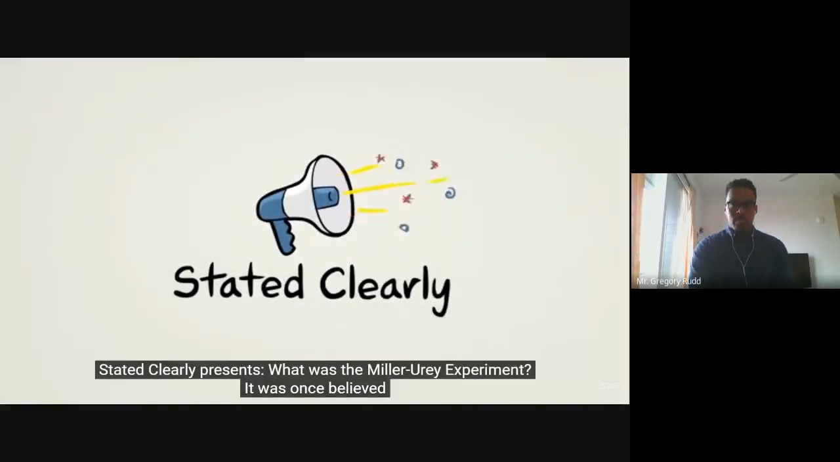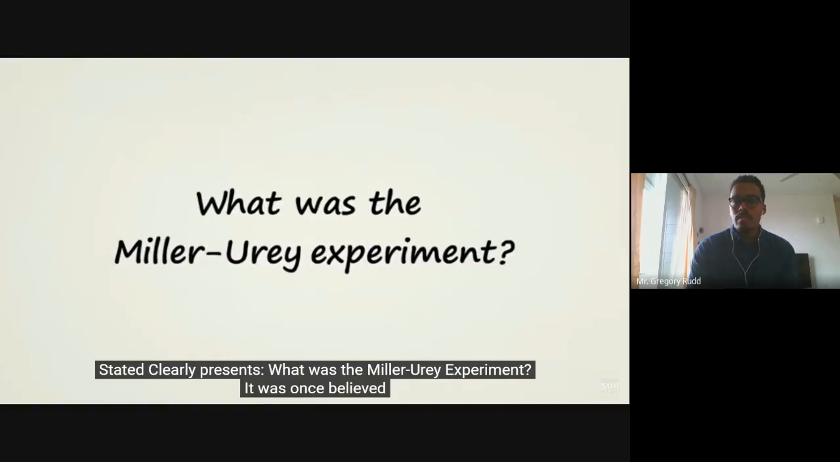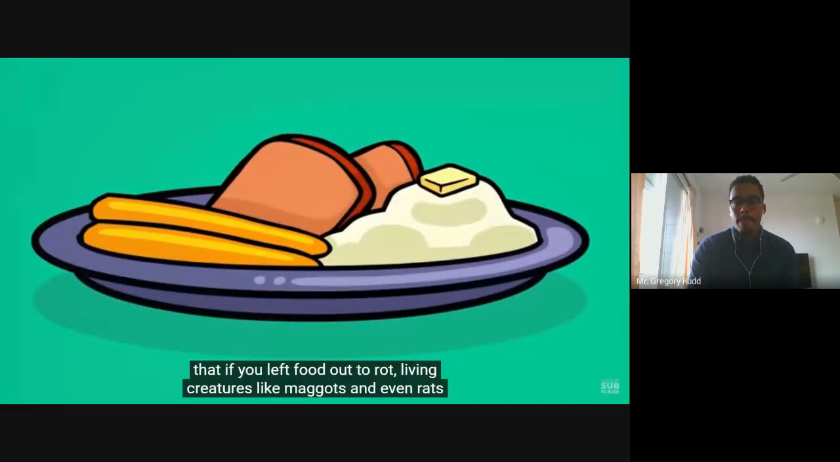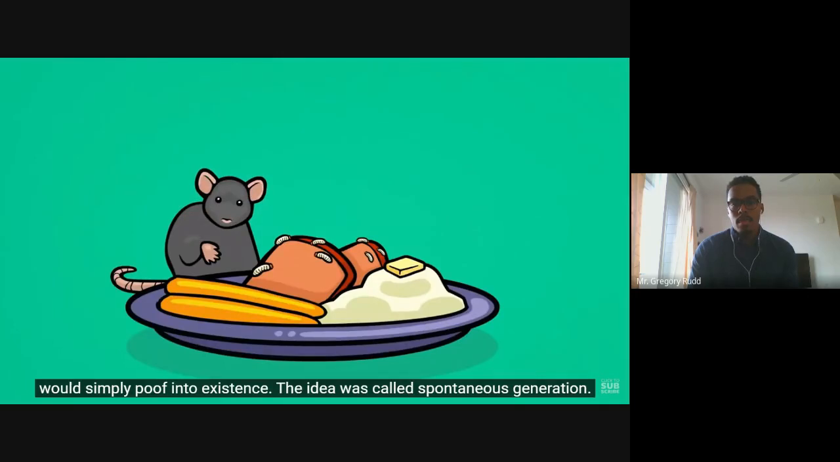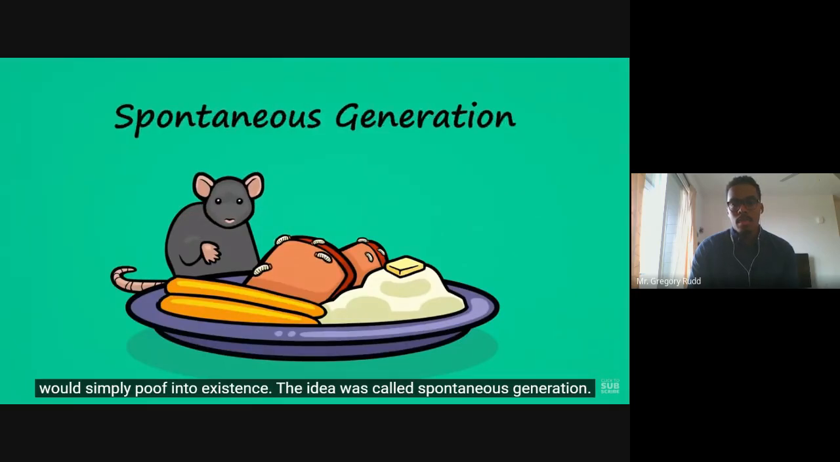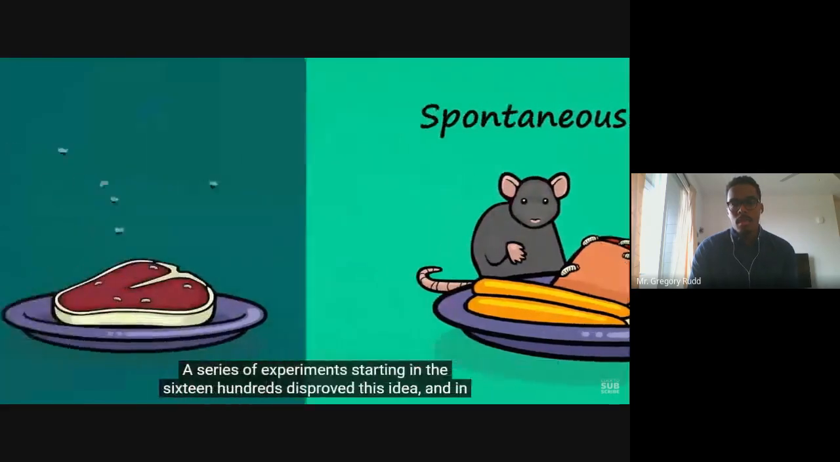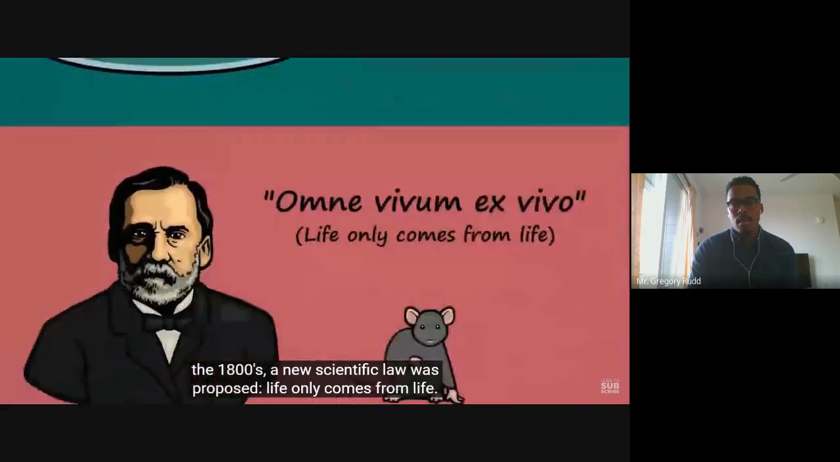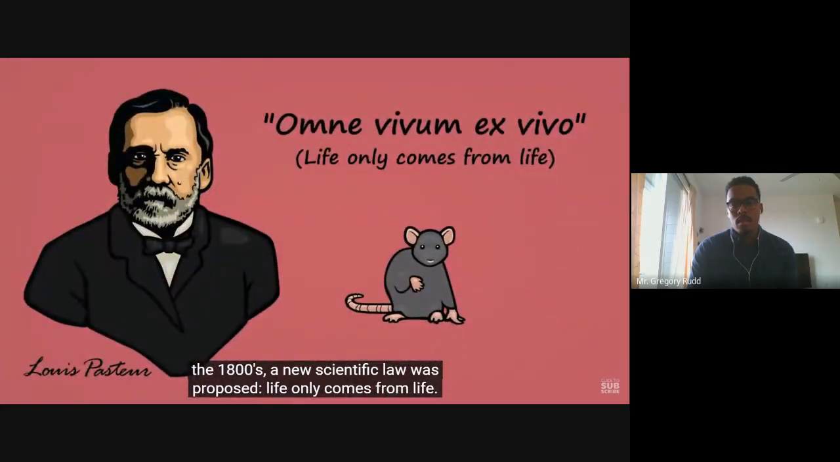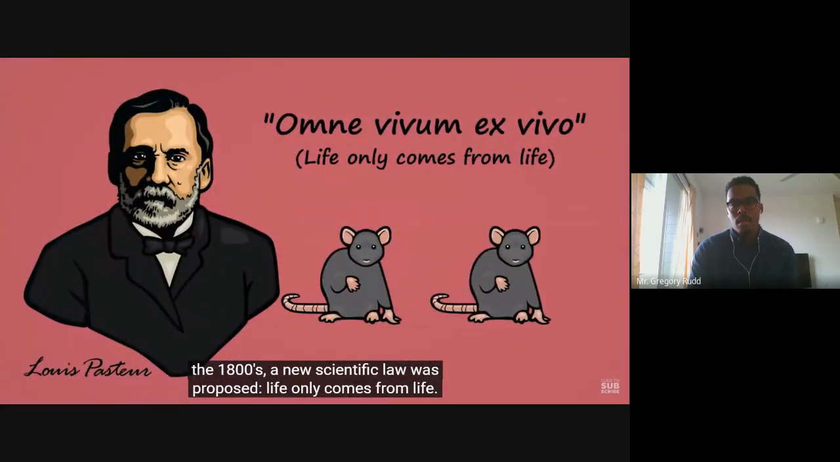Stated Clearly presents, what was the Miller-Urey experiment? It was once believed that if you left food out to rot, living creatures like maggots and even rats would simply poof into existence. The idea was called spontaneous generation. A series of experiments starting in the 1600s disproved this idea, and in the 1800s, a new scientific law was proposed. Life only comes from life.